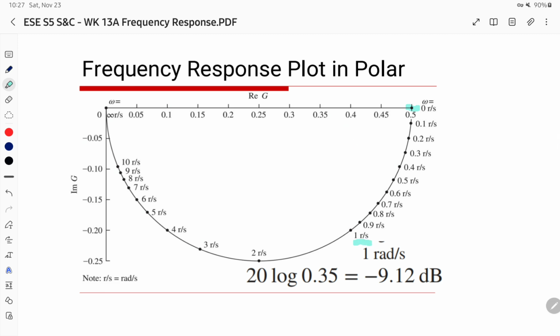And you can find it. It's 20 log 0.35. It's literally minus 9.12 dB. It's kind of not as intuitive to read, but all it's showing is it's been plotting all the possible places that would have these frequencies, radians per second.